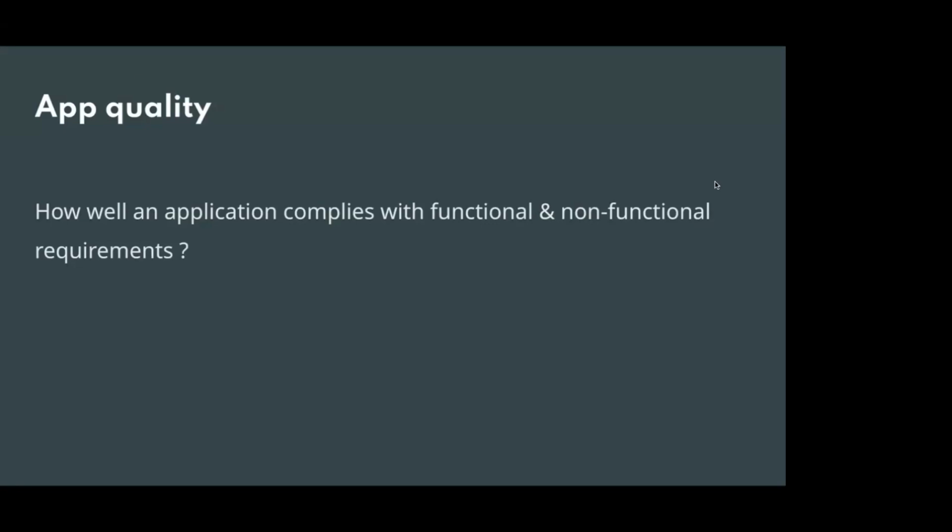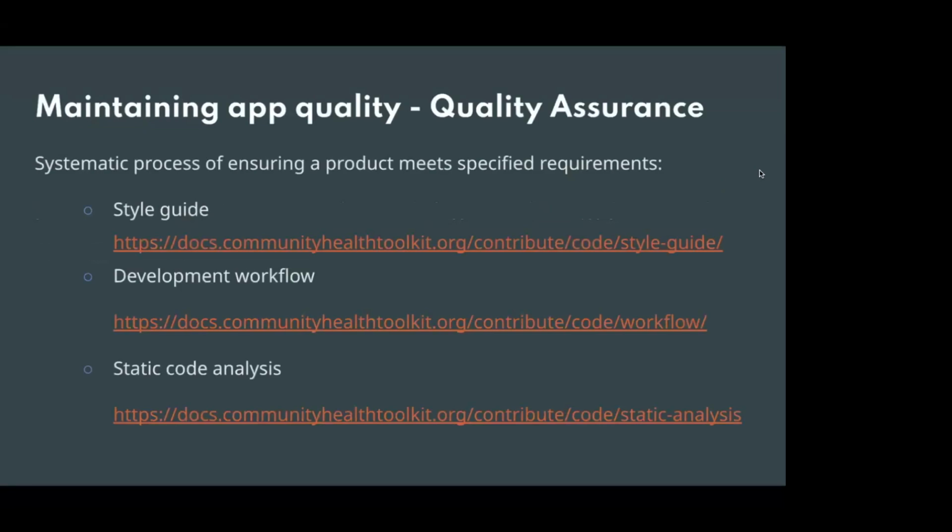CHT apps are relied upon by health workers, and technical failures easily translate to clinical outcomes. So high quality apps are very important and they save lives. So how can we maintain app quality? There are two main methods of maintaining app quality. We have quality assurance and quality control. So for quality assurance, these are processes that ensure the product meets quality standards. And the quality standards have to be defined as benchmark requirements, which are then maintained through quality processes and procedures.